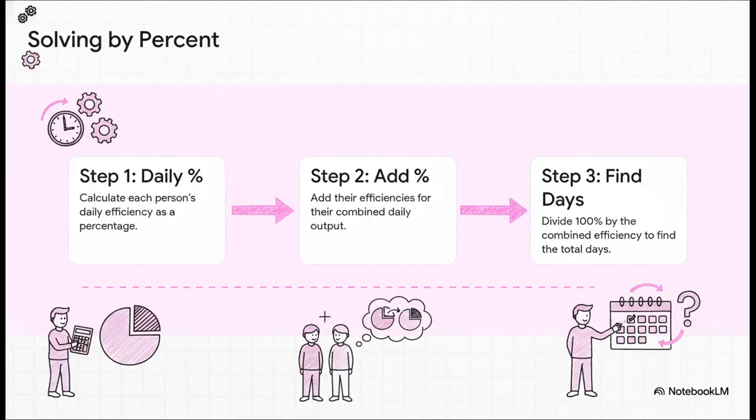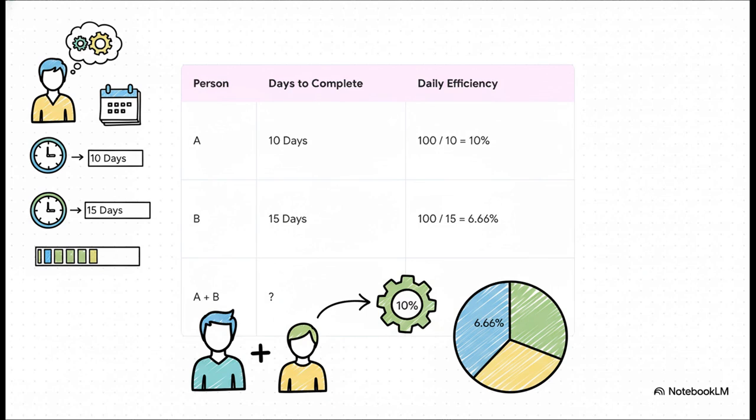The process here is a nice, logical three-parter. First, you figure out each person's daily percentage. Step 2, you add them up to see what they can accomplish together in a day. And finally, you just divide 100% by that combined daily number to see how many days it takes to hit the finish line. So let's apply this to our problem.